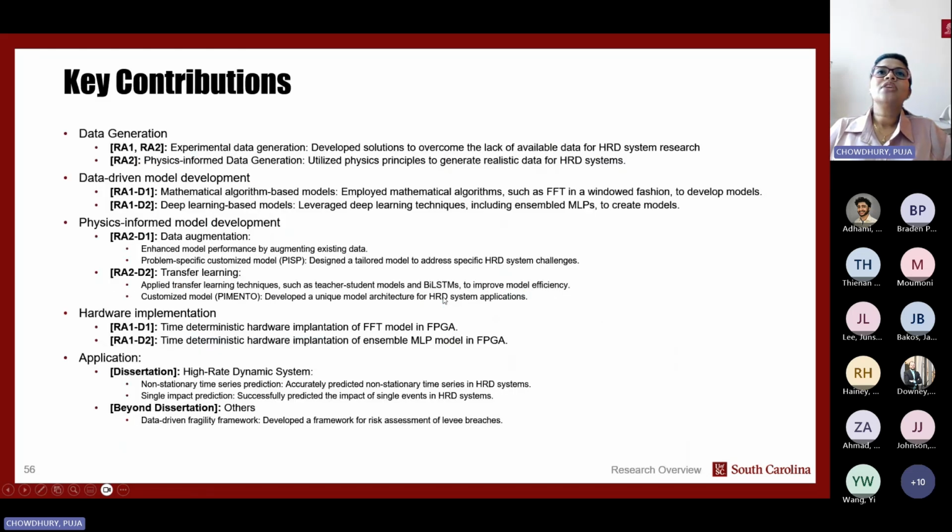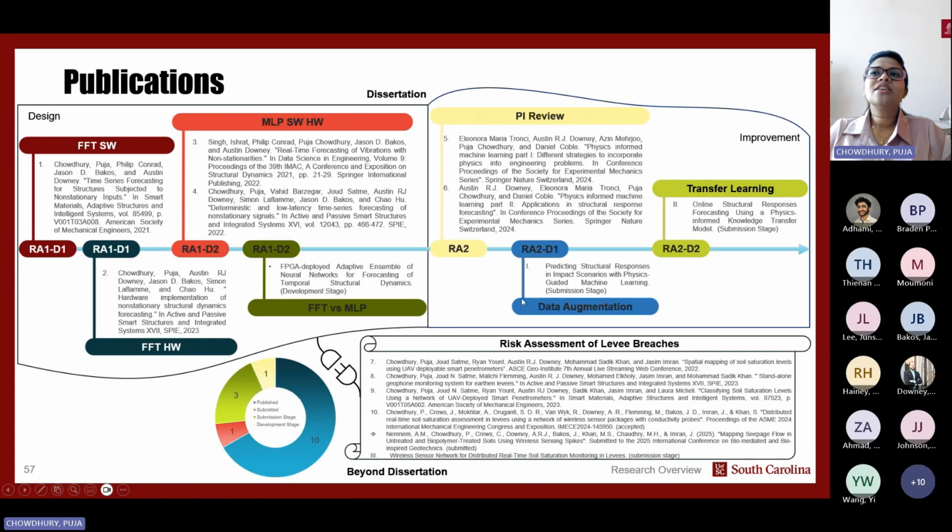Now, coming back to the key contributions we talked about previously, a little bit of an overview. It helps with data generation, data-driven model development, physics-informed model development, hardware implementation, and application in highly dynamic systems. Beyond this, there is also another project, the Levy Bridge assessment. Now, once again coming to the publication slide, we discussed it in detail, but in summary, I have 10 published papers, one submitted paper, 3 papers in the submission stage, and 1 future plan paper which is in development.